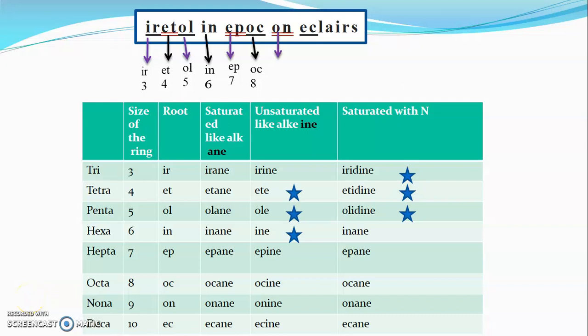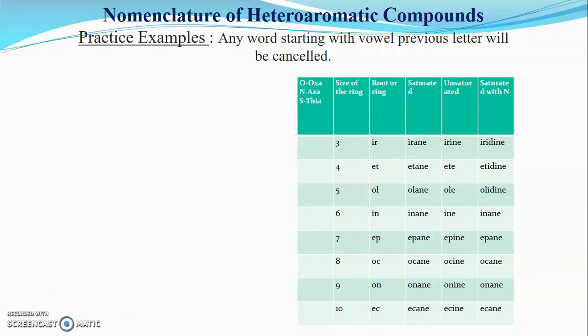In the last lecture, we have seen this table and understood that if any compound is given to you, you simply need to first find out which kind of heteroatom it is, whether it is oxygen, nitrogen or sulfur. Accordingly, we can give the name like oxa, aza or thia. Then depending upon the size of the ring, whether it is 3-membered, 4-membered, 5-membered ring, and whether that particular ring is saturated, unsaturated or saturated with nitrogen, we can use different names from this table. We have already seen that table in our last lecture.